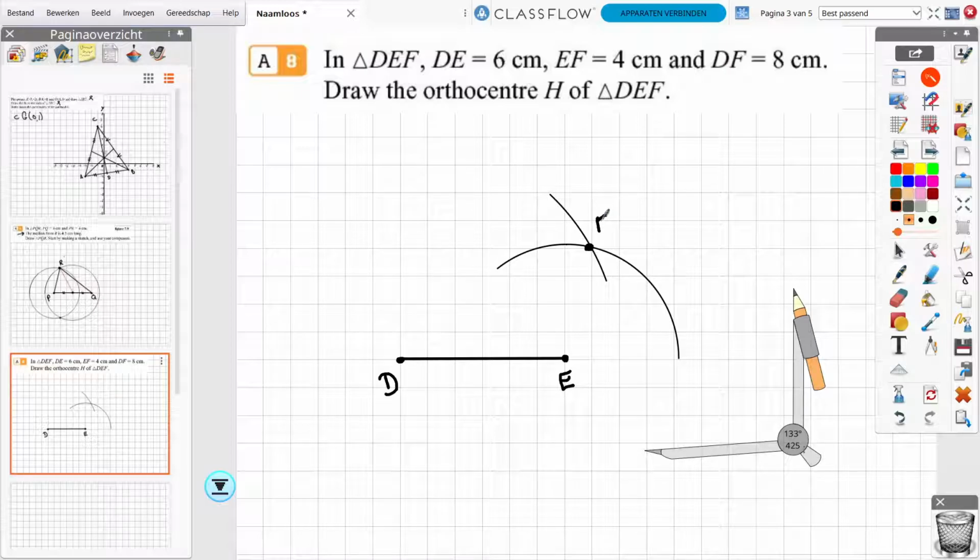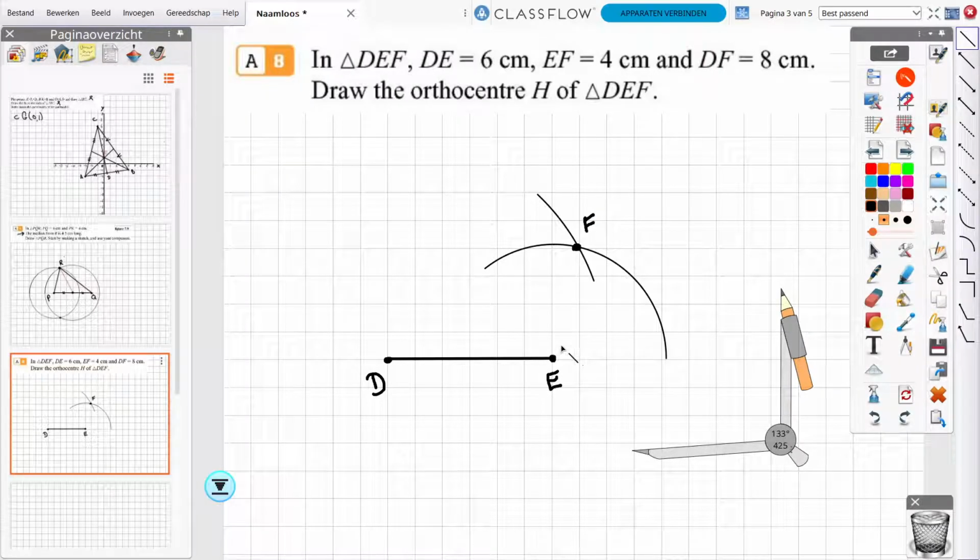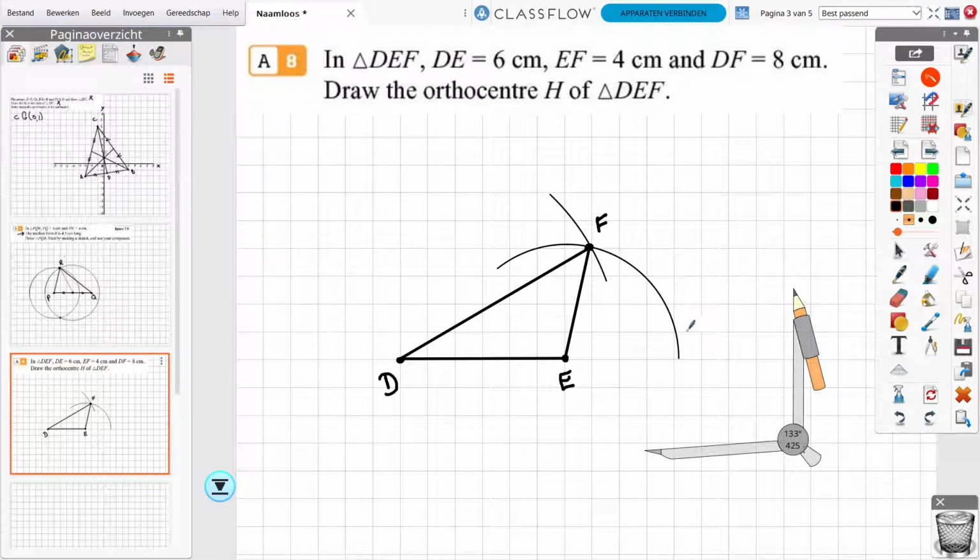D, E, F. Draws like this. Connect this like this. And we've now found triangle DEF, with DE being 6, EF being 4, and DF being 8, in the correct order as well, from D to E to F, so the naming convention is correct. And with that, I throw away my pair of compasses.